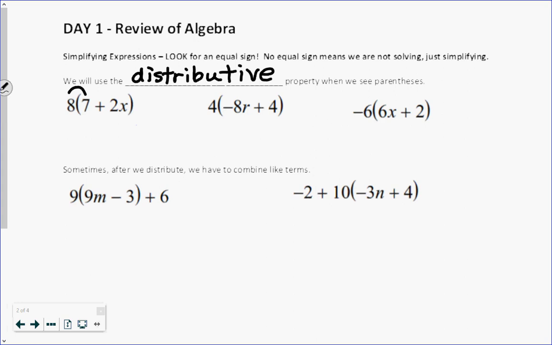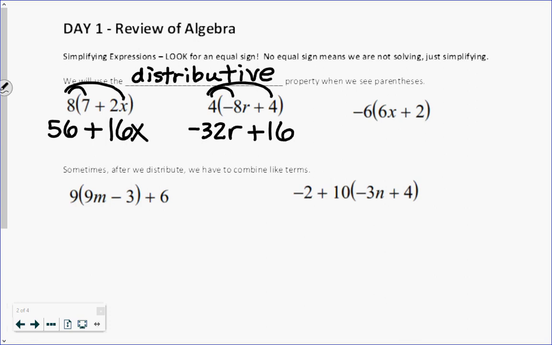Here we're going to distribute an 8 to both items inside the parentheses. 8 times 7 is 56. 8 times 2x is 16x. Here we're going to distribute a 4 to both items. 4 times negative 8r and 4 times 4. Let's pause. Let you guys try this problem.